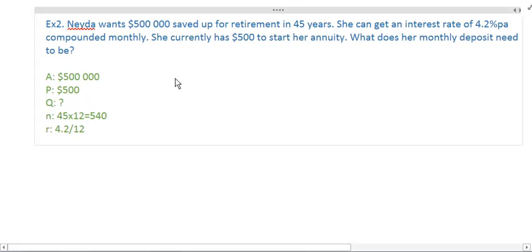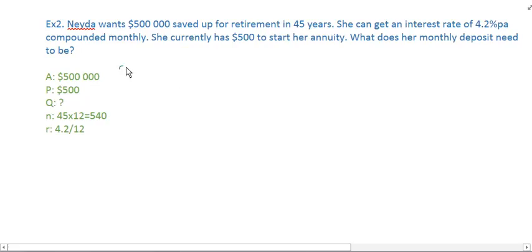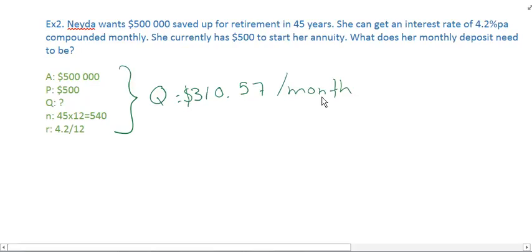So we find that Q is equal to $310.57 per month. Okay, so that's how much she's going to have to deposit every month.